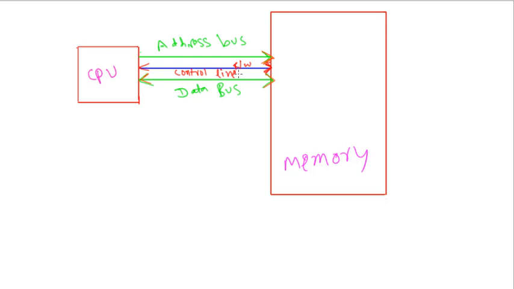It so happens that this control line is also bidirectional. Why so? Because CPU to memory is clear. Why? Because CPU wants to give control to either read or write. But why memory to CPU? Because memory may sometimes also give control to CPU that this particular address is not accessible because of some reason.